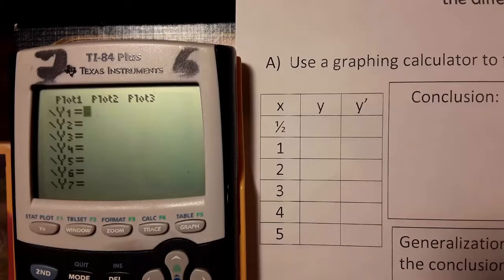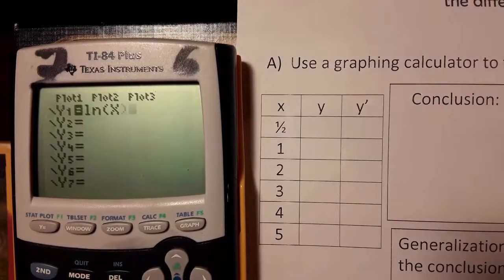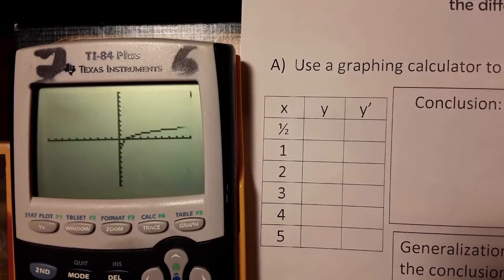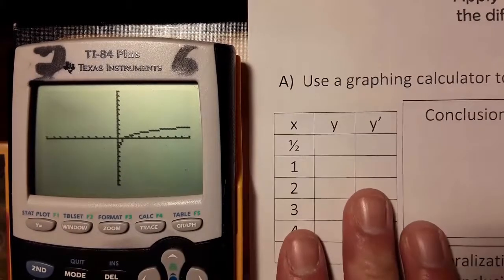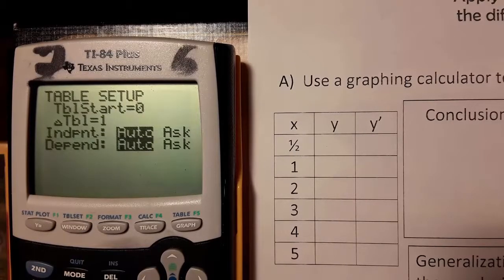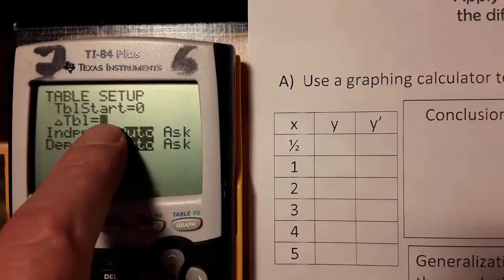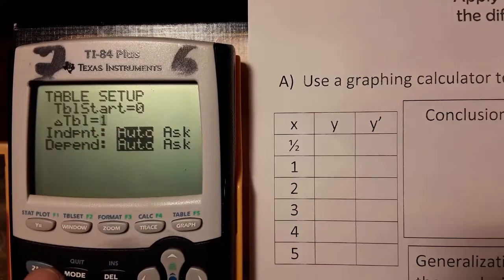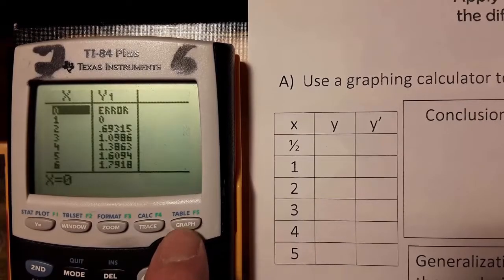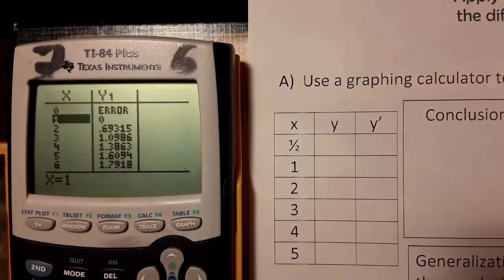So I'm going to graph natural log x, go to y equals to get the graph, and type in ln of x. And if I want to graph it, of course, I hit graph. If I want to fill in the y column, then probably the easiest thing to do is go to table set, which is second F2. Yeah, I want to count by ones, so I'm good there. I'm going to go actually look at the table. I'm going to hit second F5 and hit table. And there it is. And I can just sort of copy down what I got.